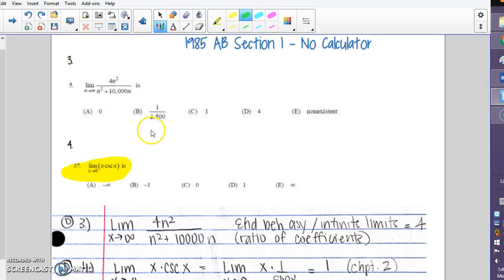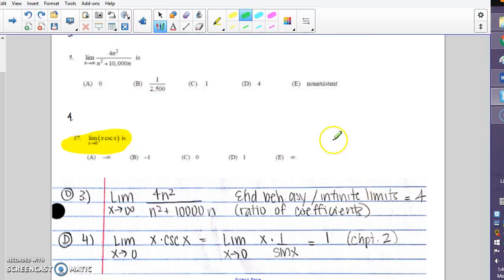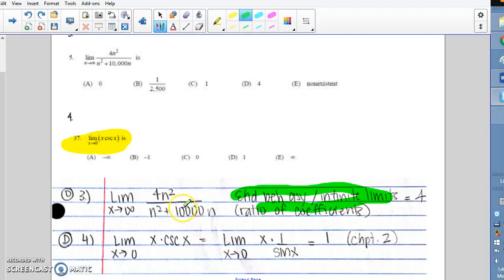Number 3 is a nice infinite limit, or the idea of end behavior asymptotes. So in this case, you have the same power in the top as you do in the bottom, the same degree in the top and the bottom, I should say. So you're looking at the ratio of the coefficients, so the limit's going to approach 4. There were 3 different cases for end behavior asymptotes. If you have the same, then it's the coefficient, which is what we just saw, the ratio of the coefficients.